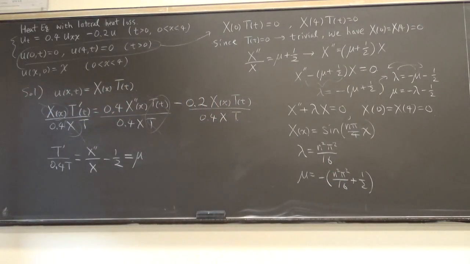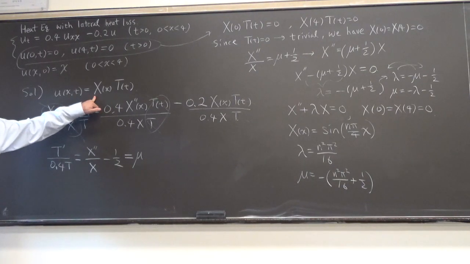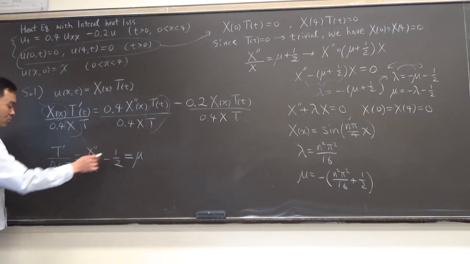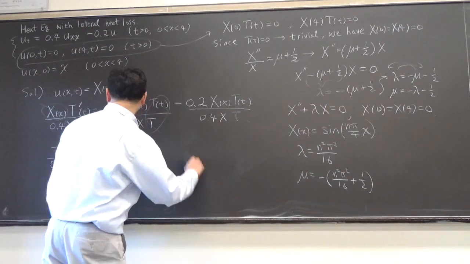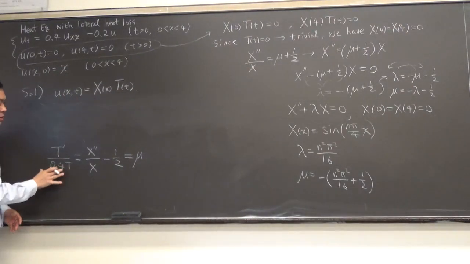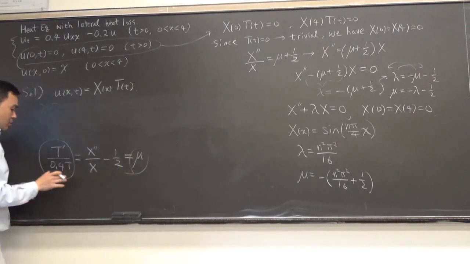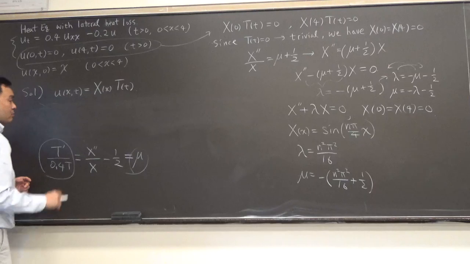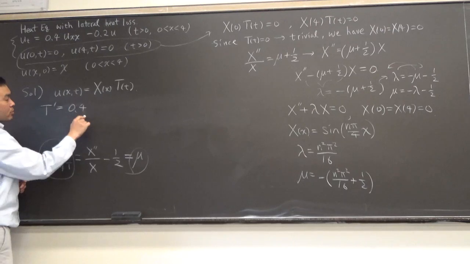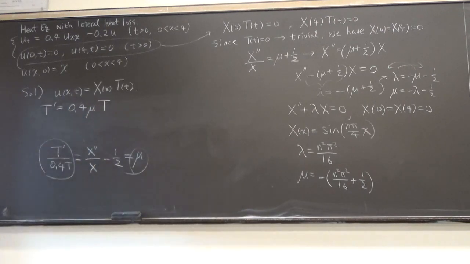All right, so we're very close to figuring out what X and T are. We already figured out what X must be. Now we have to figure out what T of t is, and T of t satisfies this equation. This equals mu. Let's erase this portion and just rewrite what it means for this to equal mu. If you move this to the other side, the equation you get is T prime equals 0.4 mu T, where mu is a constant, right?